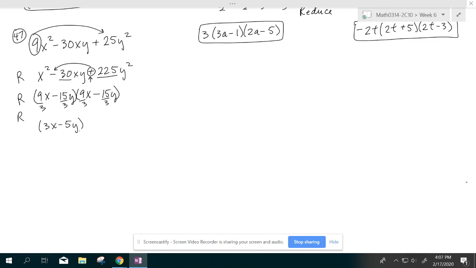And is there any way to shorten that? There you go. Since those factors are identical, I can write it as a square. That is a perfect square trinomial. How cool is that? I think it's cool.